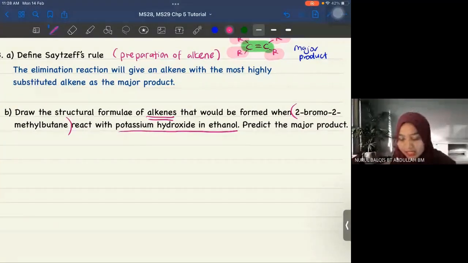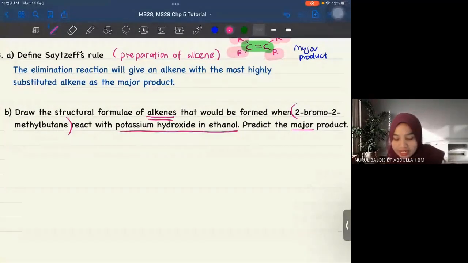Okay, jadi kita akan expect kita ada lebih pada satu alkene yang akan kita hasilkan, and from the alkenes formed you need to determine who's going to be the major and who's going to be the minor product. Even though the questions only ask for major product, kalau dia major maksudnya lagi satu adalah minor.